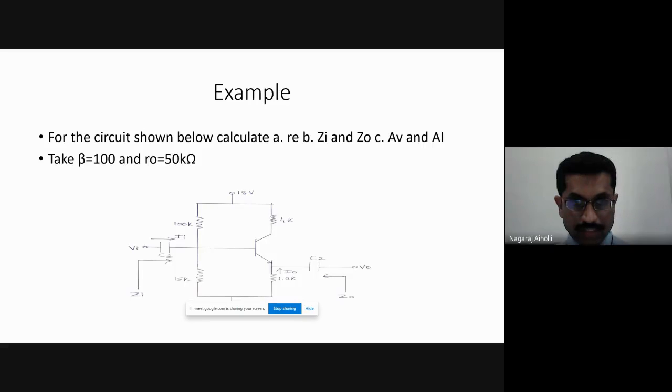This is R1 resistance 100 kilo ohms, R2 is 15 kilo ohms, then RC collector resistance is 4 kilo ohm, RE emitter resistance is 1.2 K. Input current is II, output current is I naught, output voltage V naught, input impedance is Zi, and output impedance is Z naught. VCC is 18 volts. Note down the circuit here.